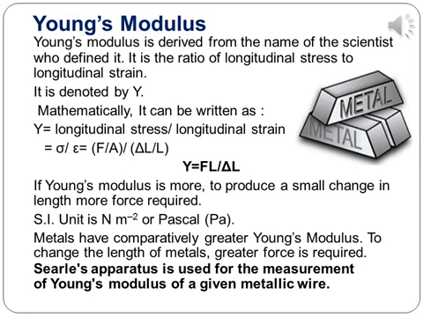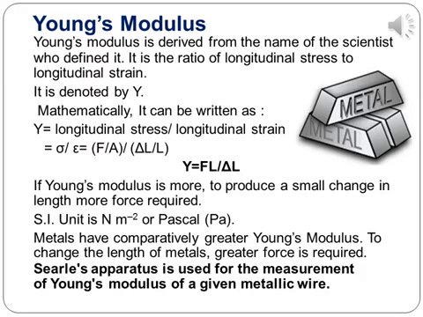What is the SI unit of Young's modulus? It is Newton per meter square or Pascal. 1 Newton per meter square is equal to 1 Pascal. Metals have comparatively greater Young's modulus. Then they need greater force to change their length.